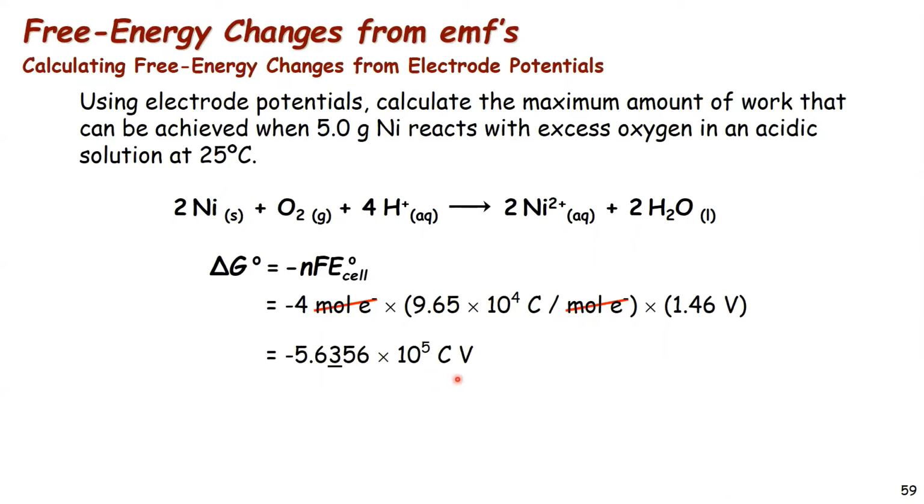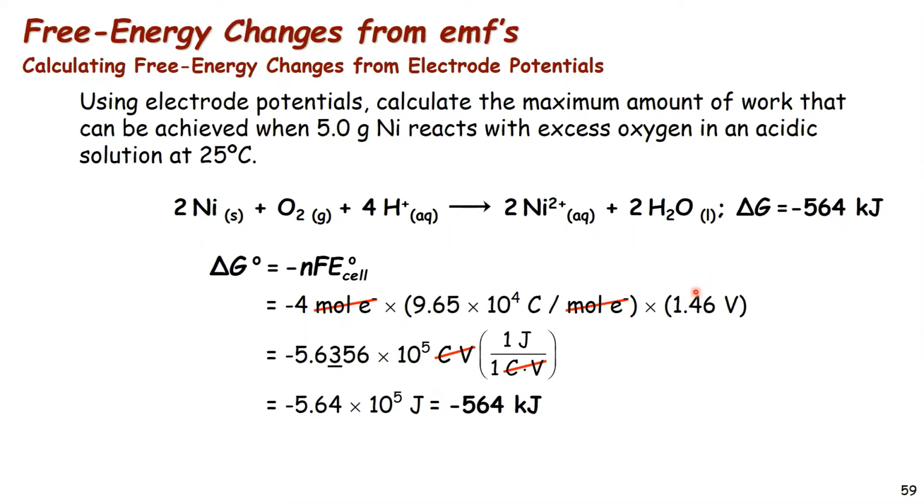Okay, that gives us -5.6 times 10 to the 5th coulomb volts, but we know that a coulomb volt is equal to a joule. So the coulomb volts will cancel, and that'll give us the free energy as -5.6 times 10 to the 5th joules. Now, again, remember this also equals the maximum amount of work, but this was for this balanced equation. So in other words, this was for 2 moles of nickel, not 5 grams of nickel. So to determine the maximum work, we're going to have to convert this into a balanced thermochemical equation. Right? So we're just going to say that this whole thing is del G is equal to -564.